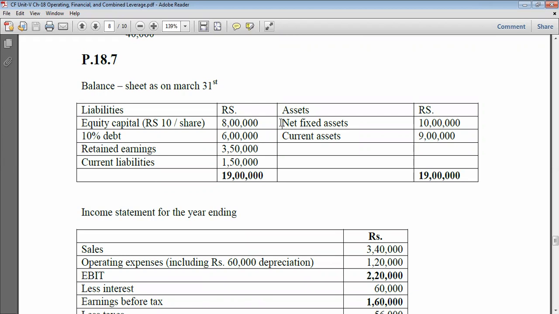Very good. Then assets include net fixed assets of 10 lakh rupees, and the current assets are 9 lakh rupees. So the total is 19 lakh rupees, and the balance sheet tallies. It should always tally.